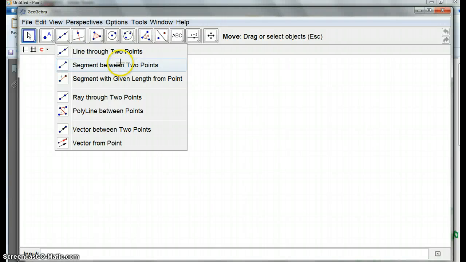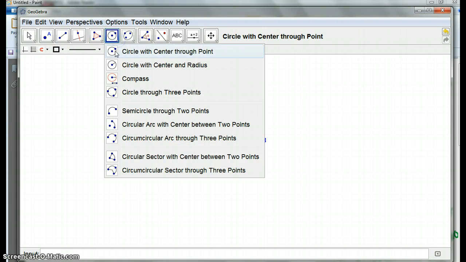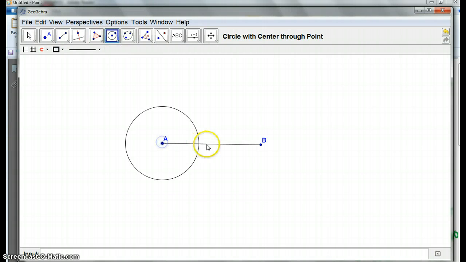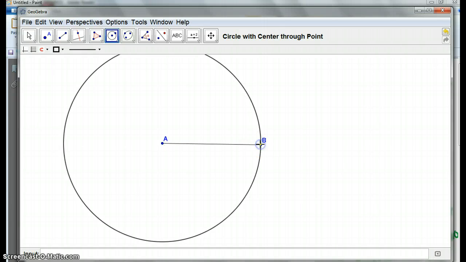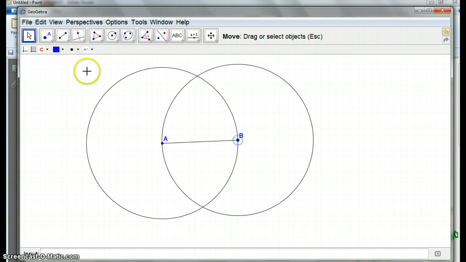I'm going to start with a segment and stick it there. Now I'm going to grab my circle tool and I'm putting a circle through there. What is AB in relation to that circle? Radius, fantastic. And I draw another circle here. What is AB in relation to that circle? The radius, okay. So there we have our image.